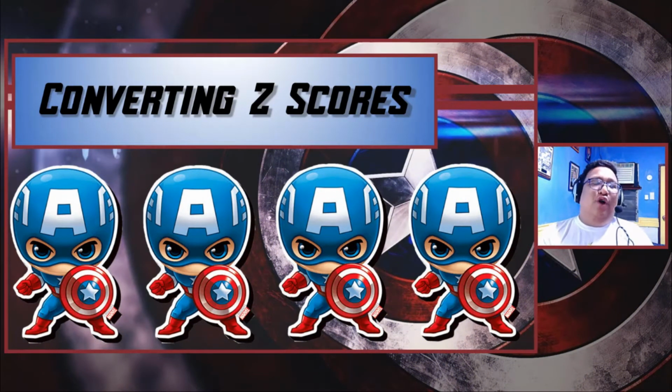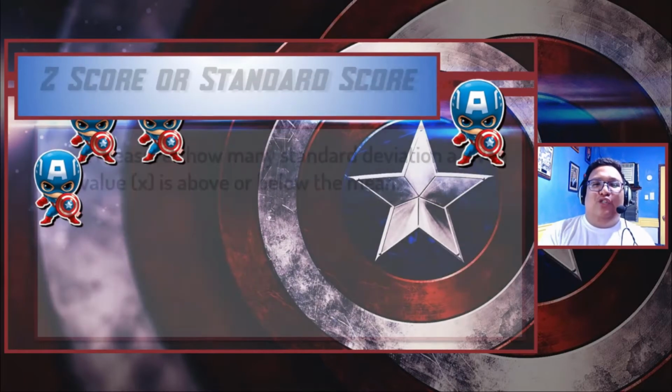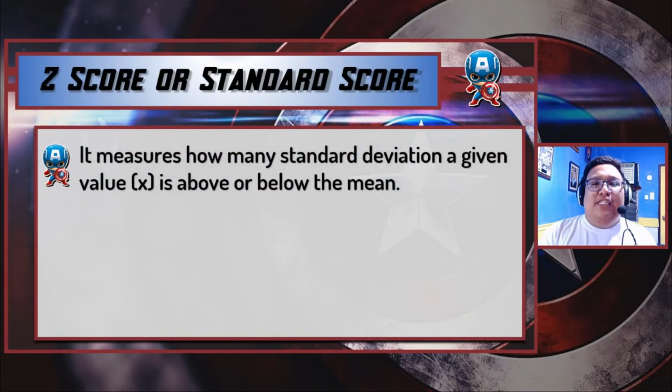In this session, we're going to tackle converting z-scores or standard scores. But before we convert any scores, let us first define what a z-score is, okay? Z-score or standard score measures how many standard deviations a given value is above or below the mean. Therefore, yung mga z-score natin, they are our standard deviations located in the normal curve.